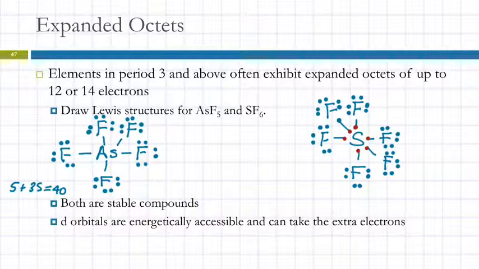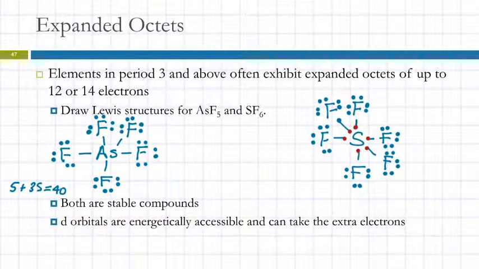That make sense? So these are both stable compounds. And the reason they can do this is because in period 3, 4, 5, 6, etc., we have d orbitals that are available. They're higher in energy than the s and the p orbitals, but not that much. They're energetically accessible, and so we can expand into those d orbitals and make more than 4 bonds. And we'll see more clearly how that works when we talk about valence bond theory.